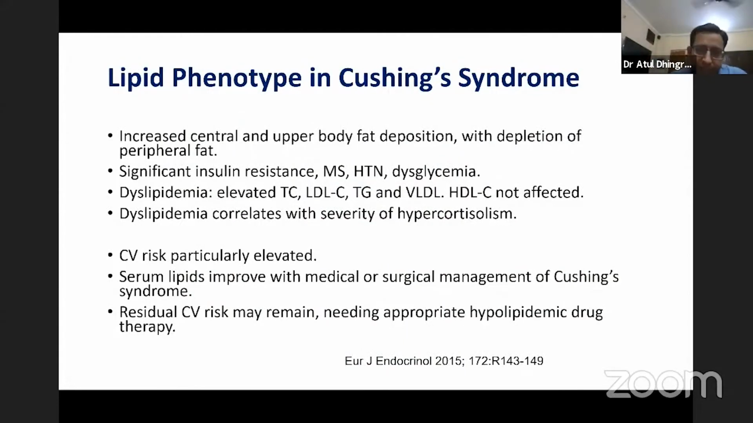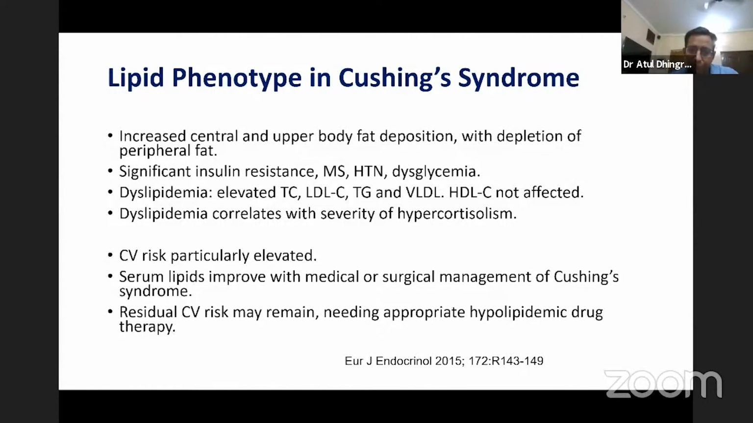So coming to Cushing's syndrome, like I told you, the changes associated with cortisol metabolism lead to an increased central and upper body fat distribution. There is a significant insulin resistance. There is presence of dyslipidemia, and this dyslipidemia correlates with the severity of hypercortisolism. CV risk is increased. And if we look into the studies that have looked into the mortality associated with Cushing syndrome, the most important cause of mortality in these patients is CV risk mortality.